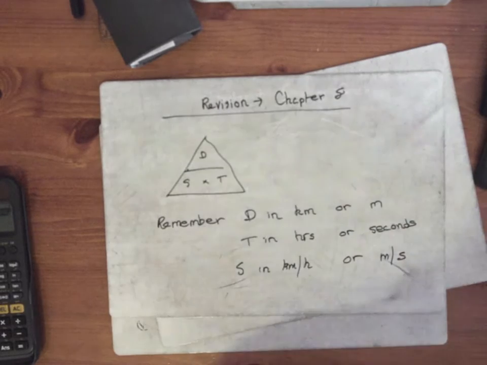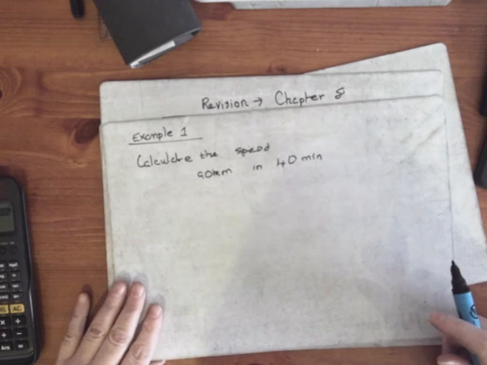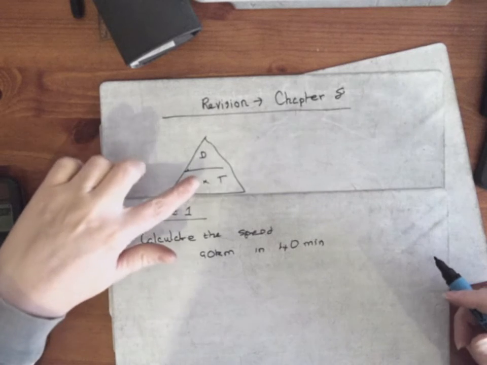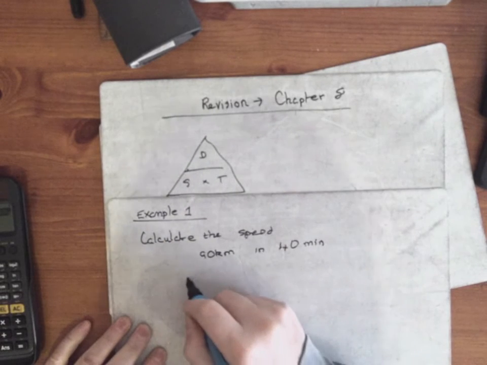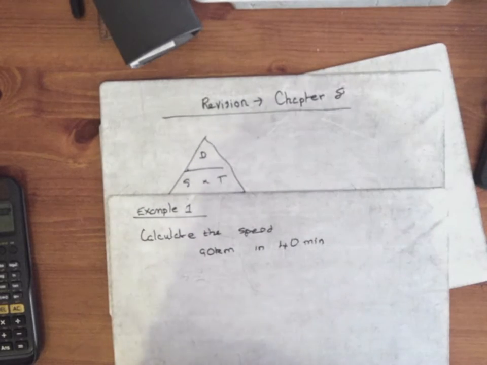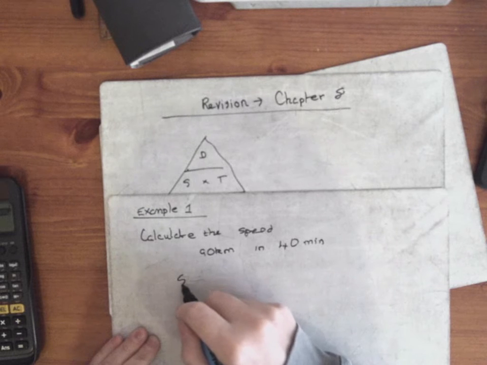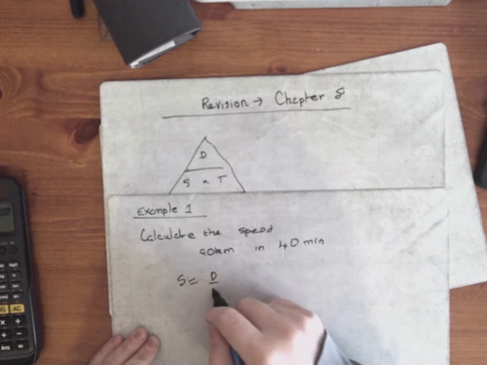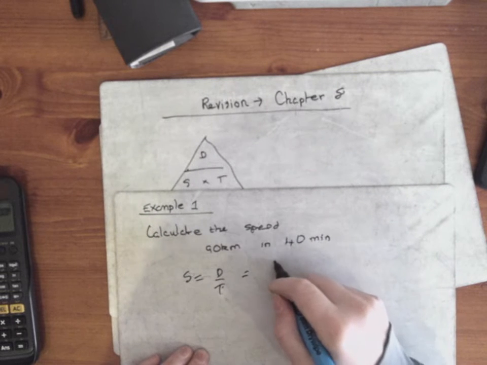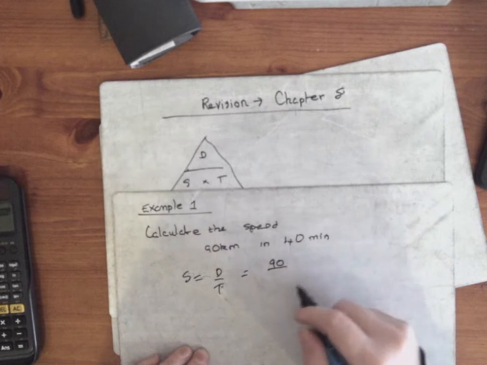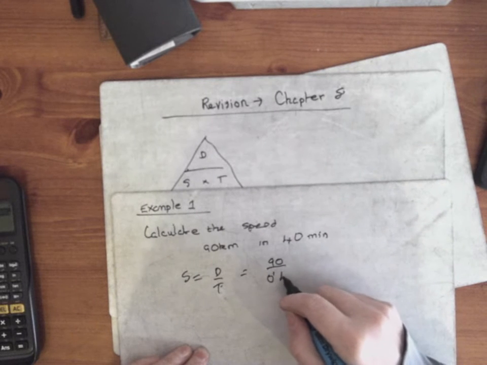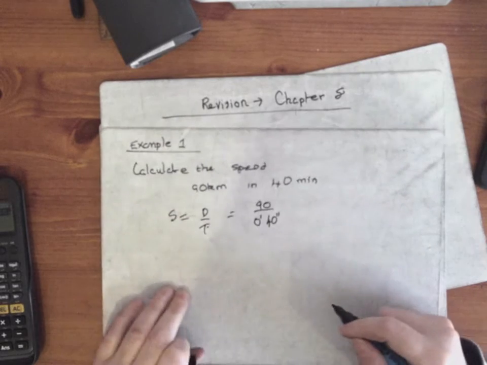Okay, so example 1. Calculate the speed of a vehicle that did 90 kilometers in 40 minutes. So you're looking for speed, so cover S. Speed equals distance over time, which is 90 kilometers over 40 minutes. Now remember, the time has to be in hours, so this button with the commas on it on the calculator is invaluable to us.